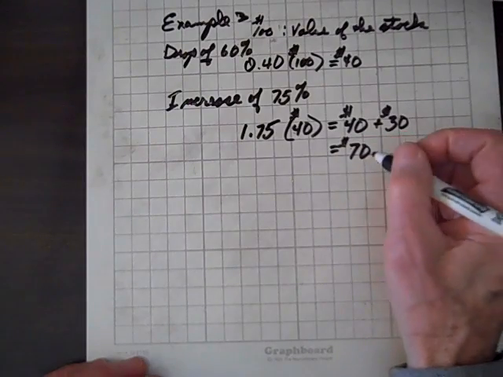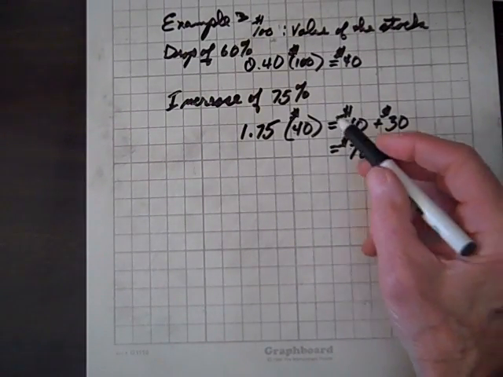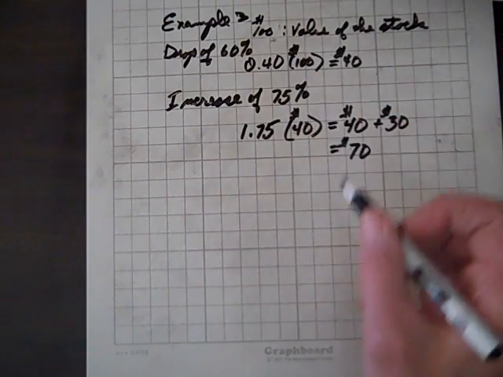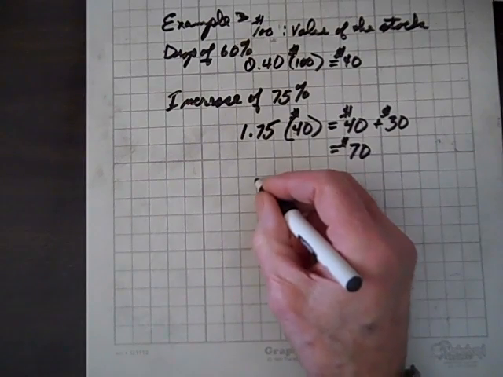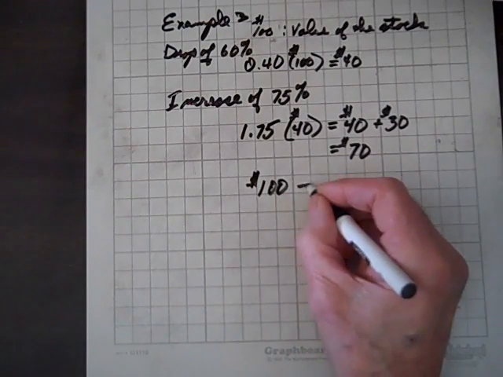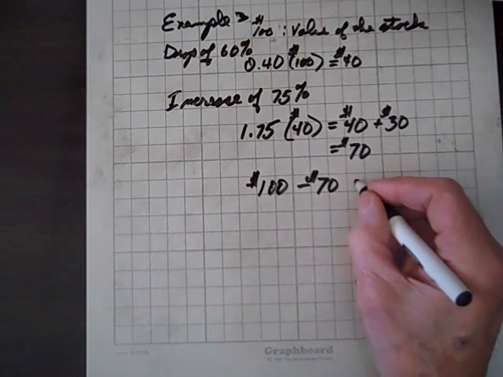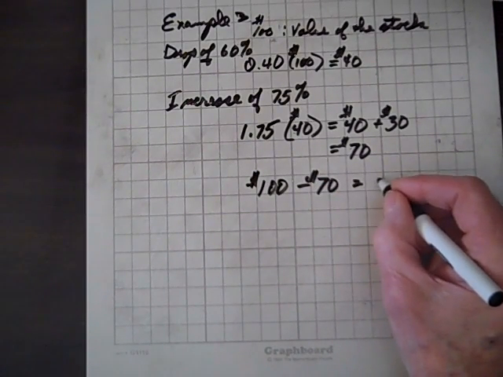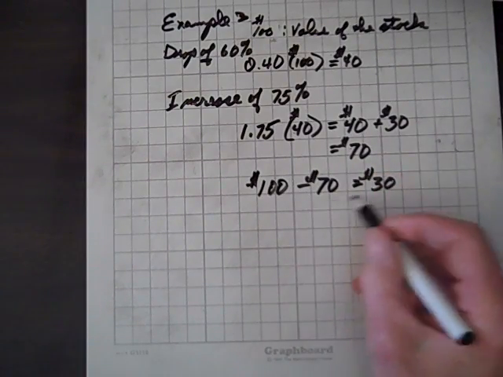Then the next question is, well, did we have a net loss or a net gain? We still have a net loss of $30. In other words, $100 is what the value was when we started, minus the new value of $70 is $30. So we've got a $30 loss. And we're done with that.